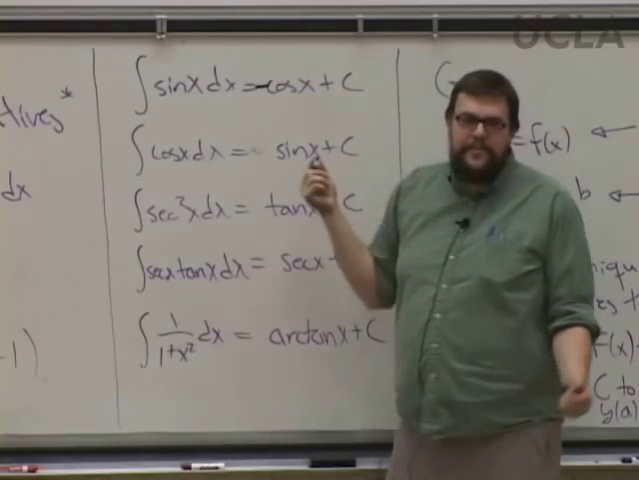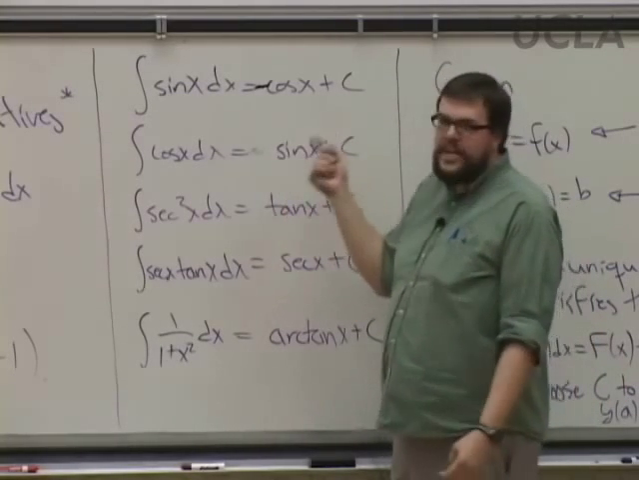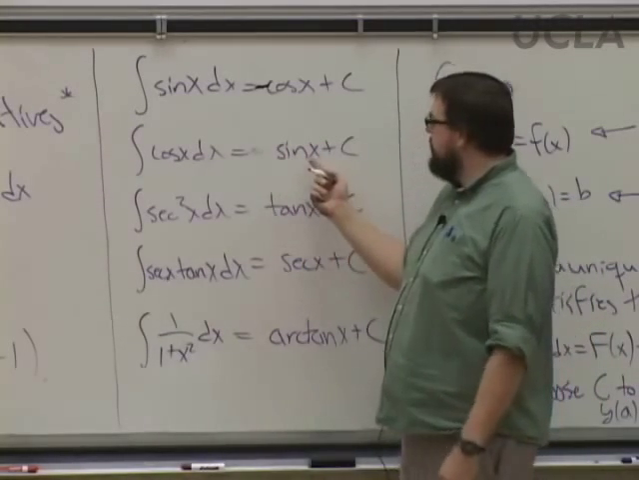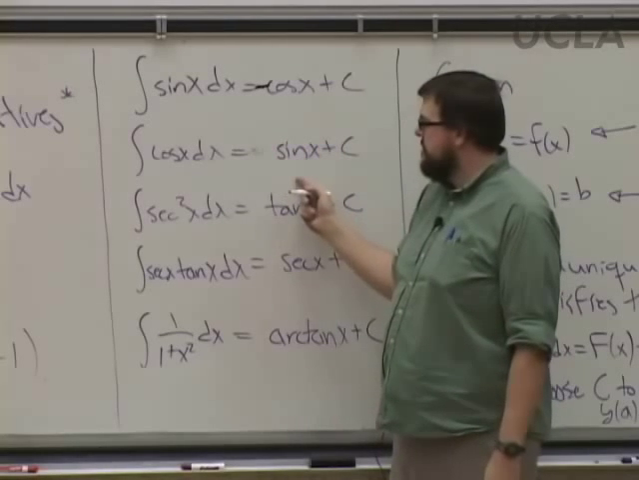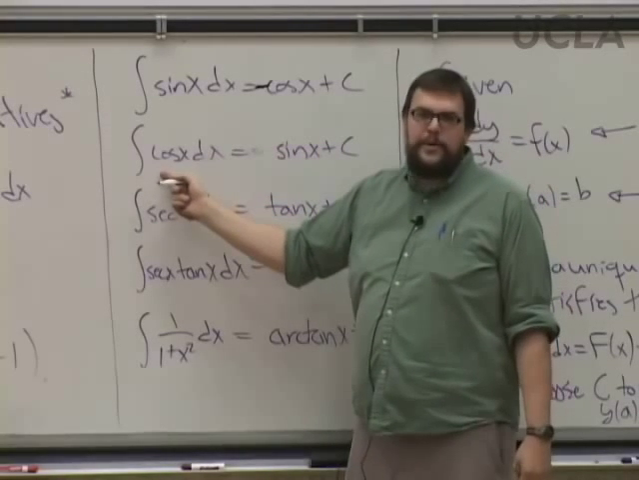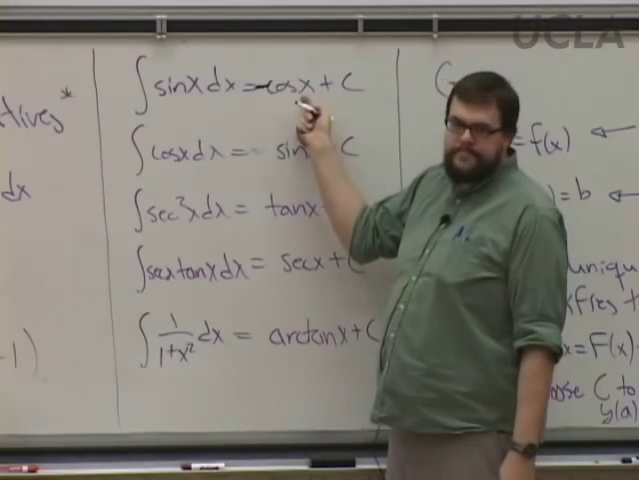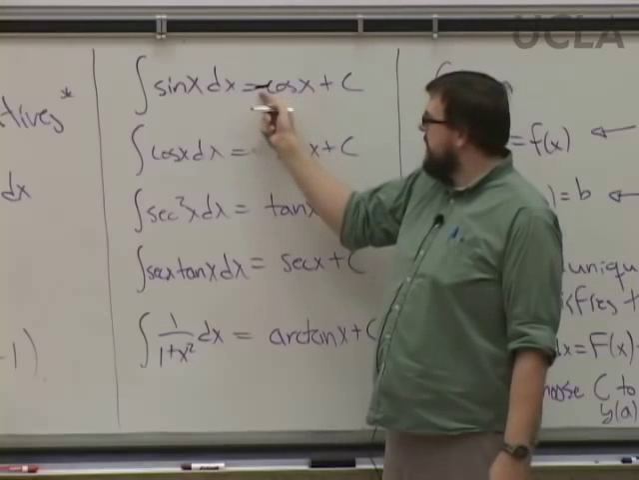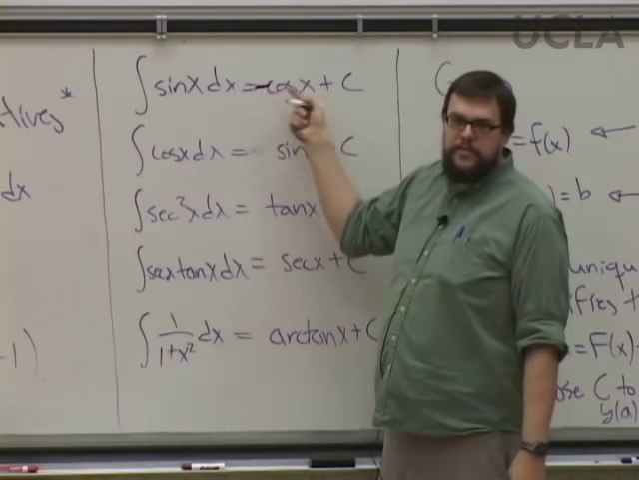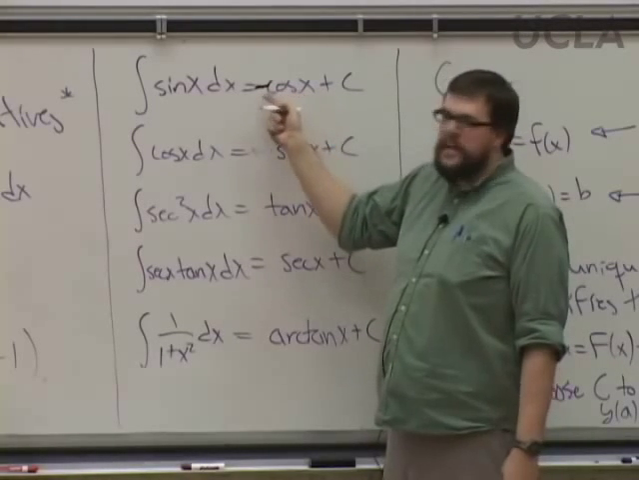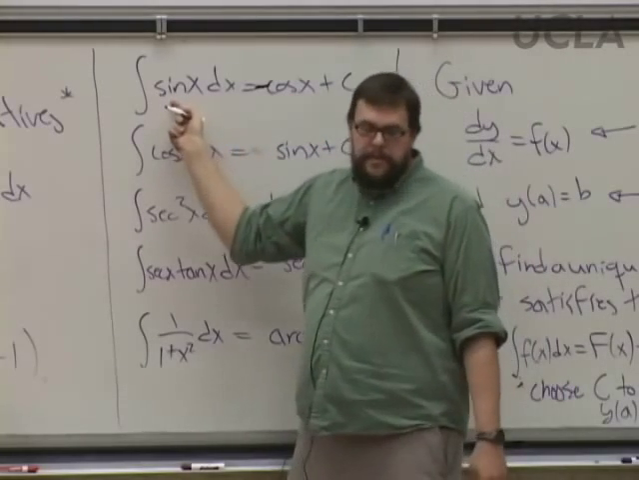How do you check if you're right or not? Well, it's very easy to check if you have the right answer. You just take the derivative. What is the derivative of sine? Cosine. So yes, now it's right. The antiderivative of cosine is, in fact, sine. What's the derivative of negative cosine? Well, it would be negative, a constant, times the derivative of cosine, which is negative sine, but two negatives make a positive, so it's just sine.